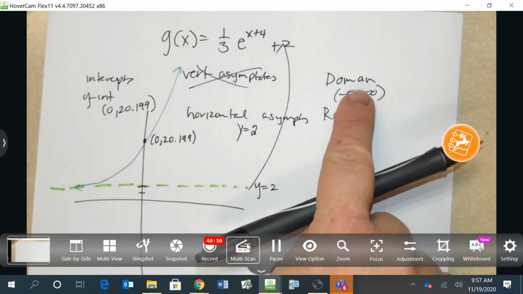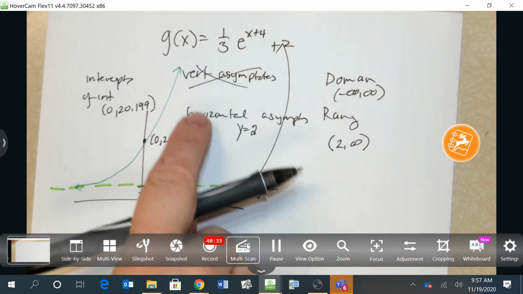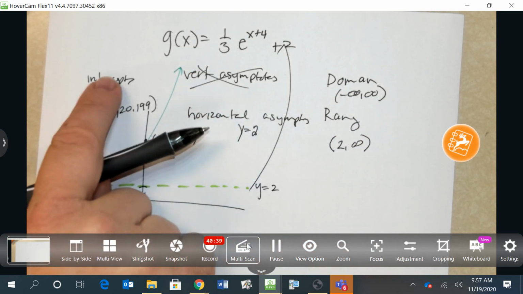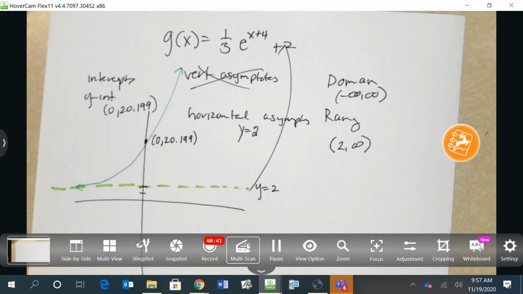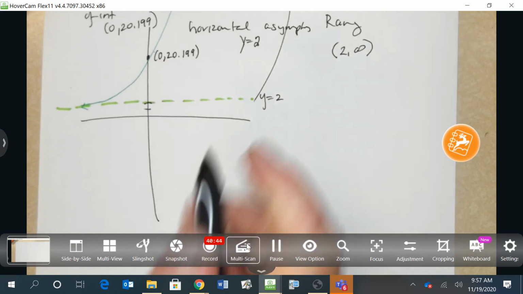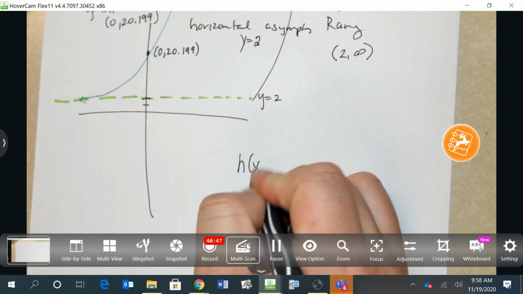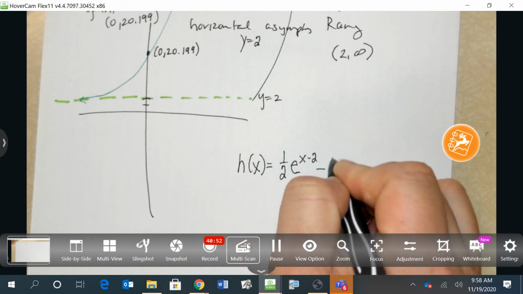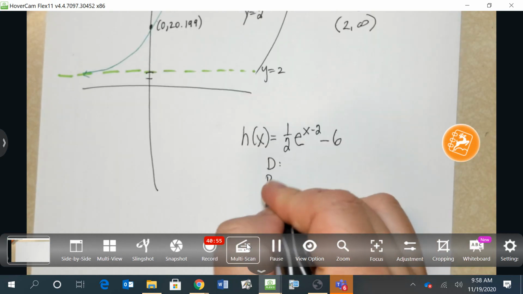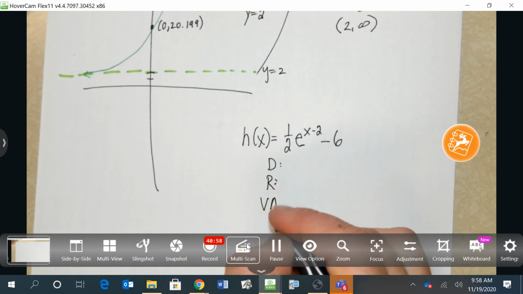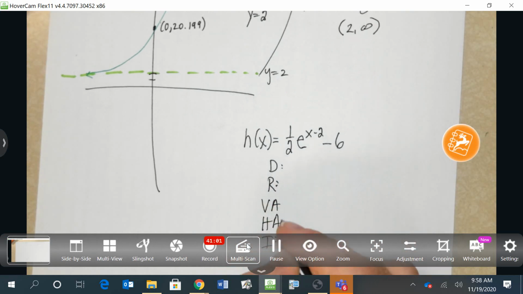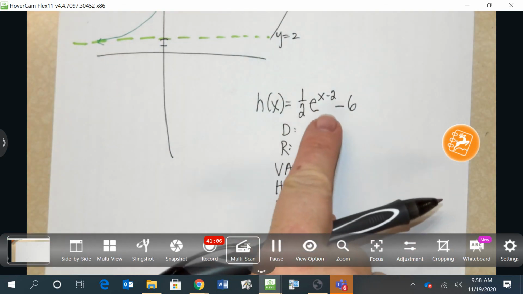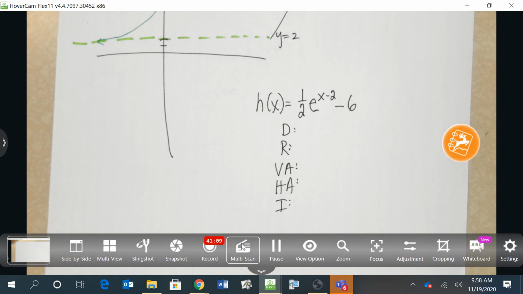Okay, so I would like you to do the following. I want you to answer these questions: domain, range, vertical, horizontal, and intercepts. These 5. Please write them down. I'm going to provide you with a different equation. Please do domain, range, vertical asymptote, horizontal asymptote, and are there any intercepts? Okay, put it on pause, please. Plug this in, answer, and then press play.